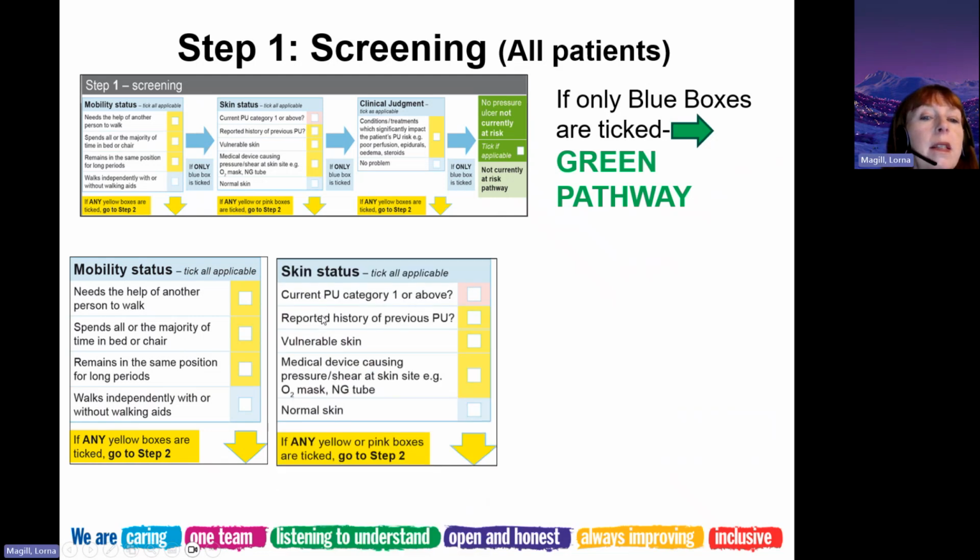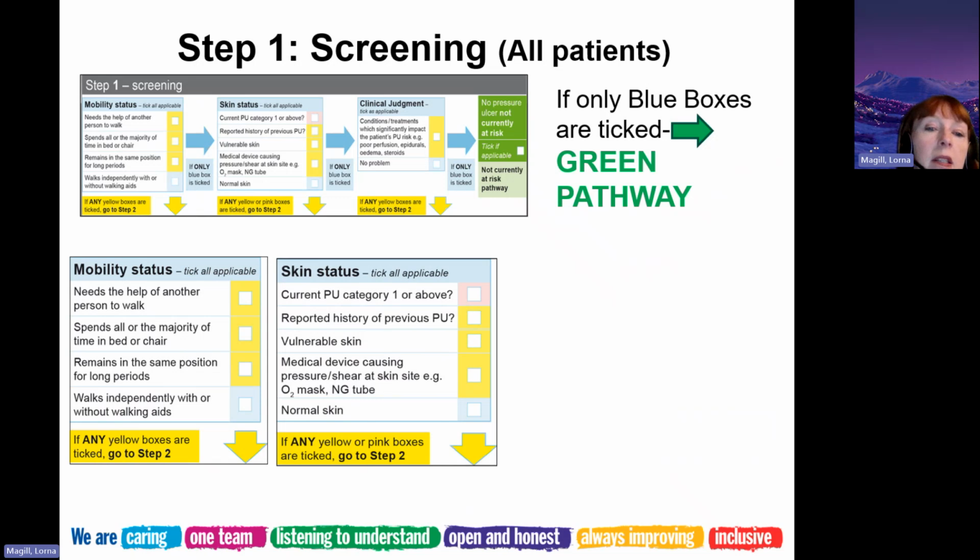The second box relates to skin status. Again, blue, normal skin, no problems noted. Yellow category, if the patient has a reported history of previous pressure damage, if the patient has vulnerable skin over their bony prominences, or if there's a medical device in situ causing pressure or shear at the skin site. You will see here that we have one red or pink box, which is telling us that the patient has a current pressure ulcer present, category 1 or above. If any yellow or pink boxes are ticked, we move down to complete our full assessment.